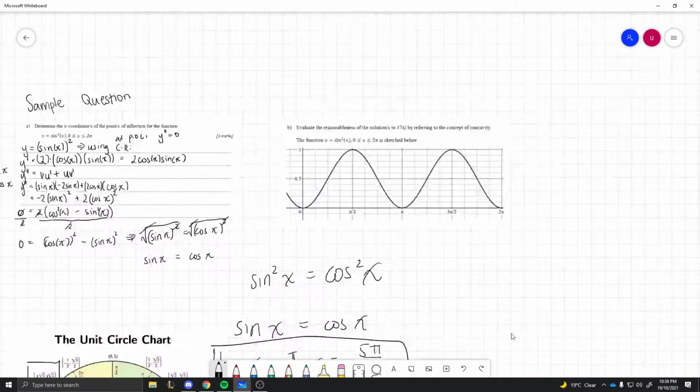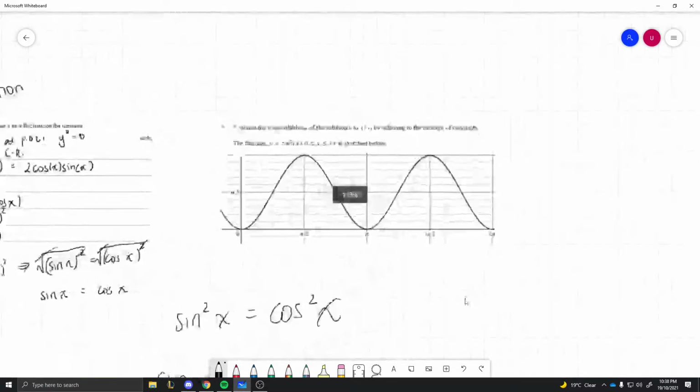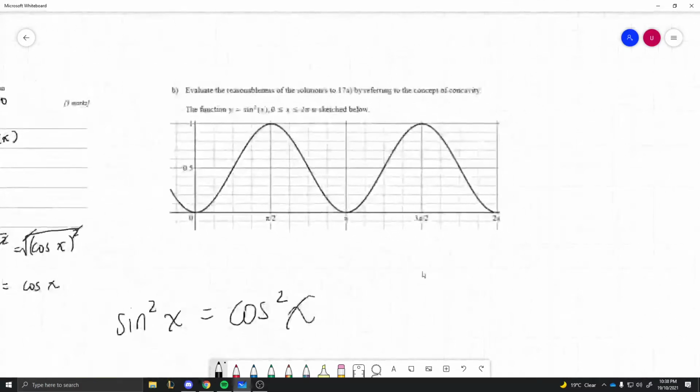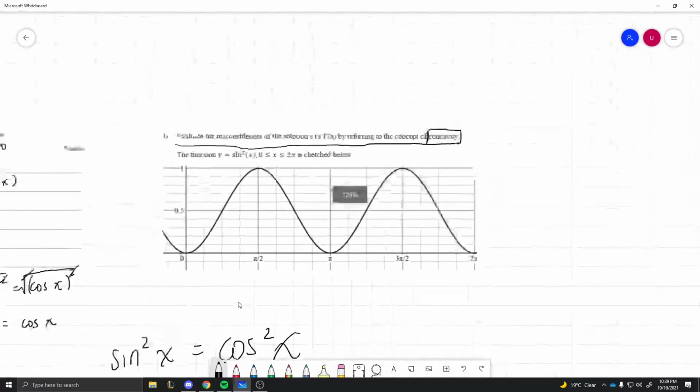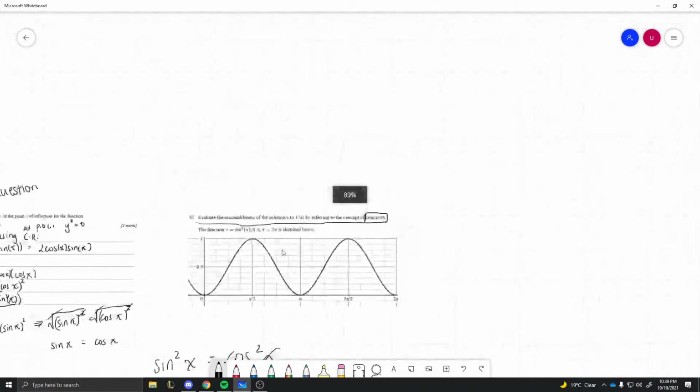Now part B also asks, and I'm not really going to get into a lot of detail with this, but it kind of just says, evaluate the reasonableness of your solutions to 17a by referring to the concept of concavity. Know that your concept of concavity changes at points of inflection. So for example, if you take your cubic graph here, this is just an example, the point of inflection is right here, right? This is your point of inflection.